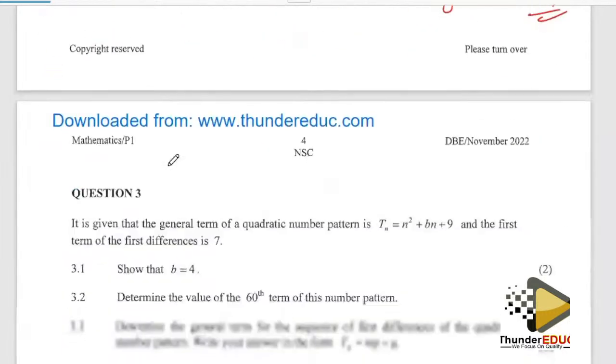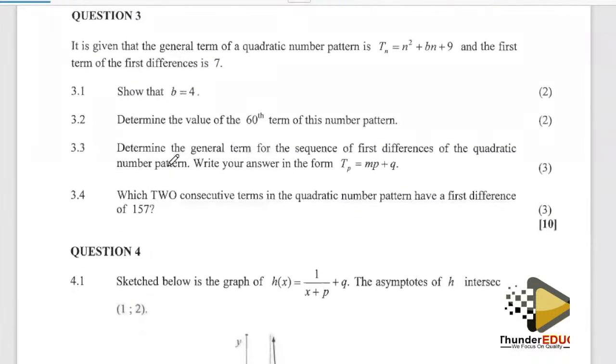So that is 2.2. Question number 3, we've been given the general term of a quadratic pattern, Tn is equal to n squared plus Bn plus 9. And the first term of the first difference is 7. Question: can we show that B is 4? So first term.